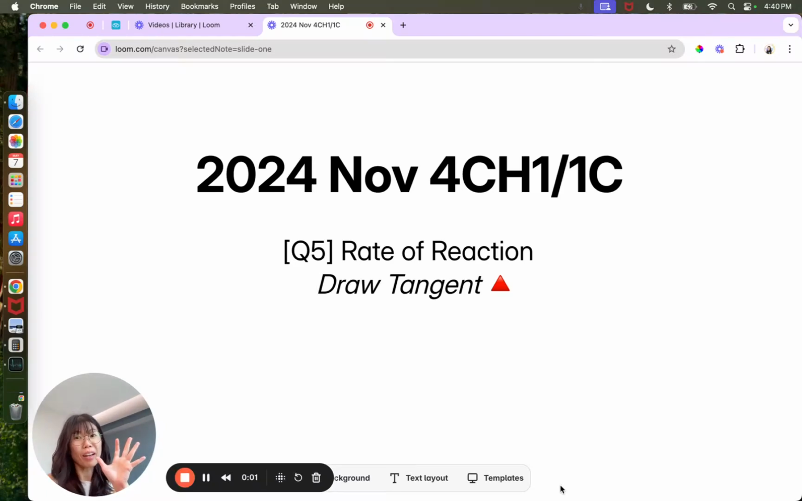Hi, we're going to do question 5, and this is based on rate of reaction. For the first time, I do see a question on drawing a tangent to find the rate of reaction, which is really interesting. So without further ado, let's just dive straight in, shall we? Okay, so 11 marks here for all of us to accomplish.